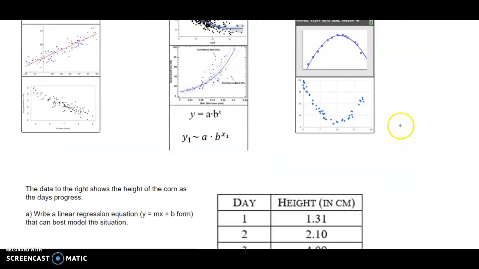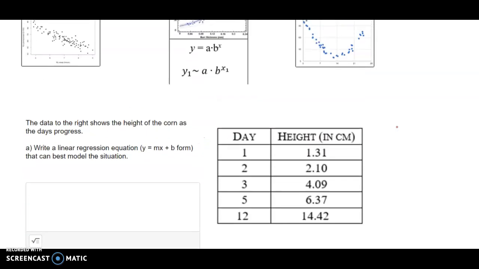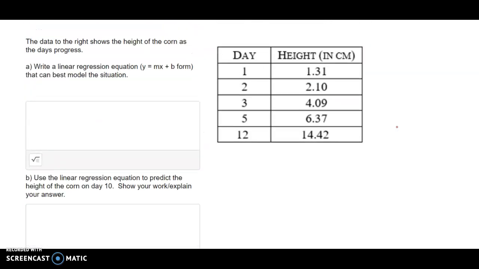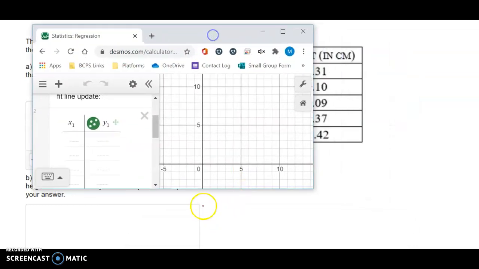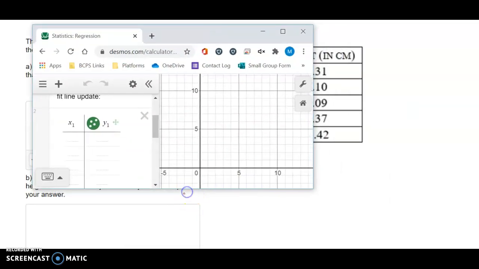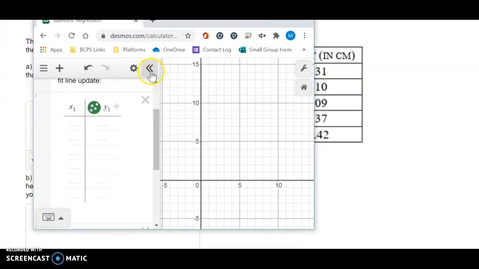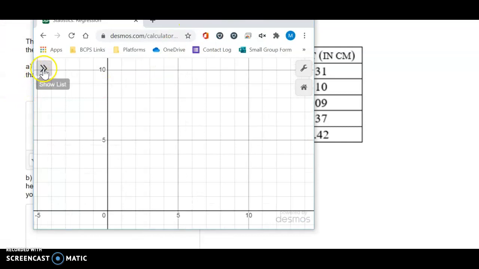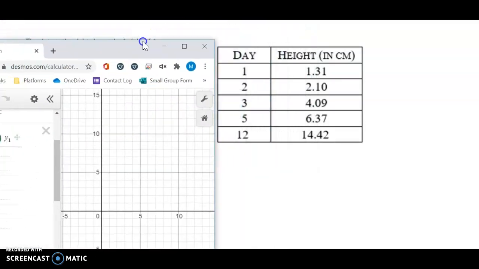Moving on from the card sort, there is one more problem to do that has multiple parts. So it gives us our table. The first thing that I'm going to do is go into my Desmos calculator and type in that table. If you don't have the table right away, make sure you hit those arrows in the upper left-hand corner. And we're going to type that in.